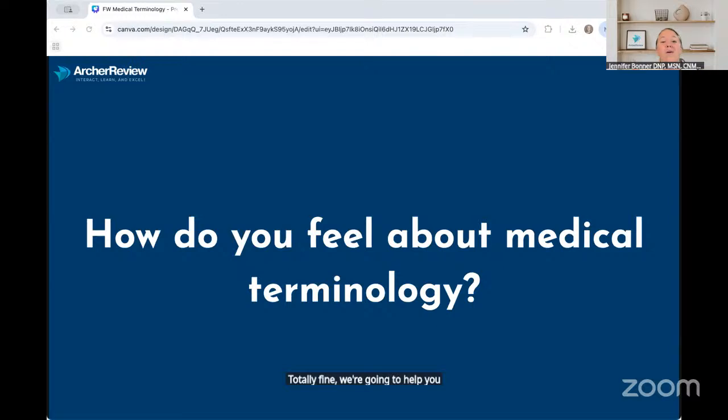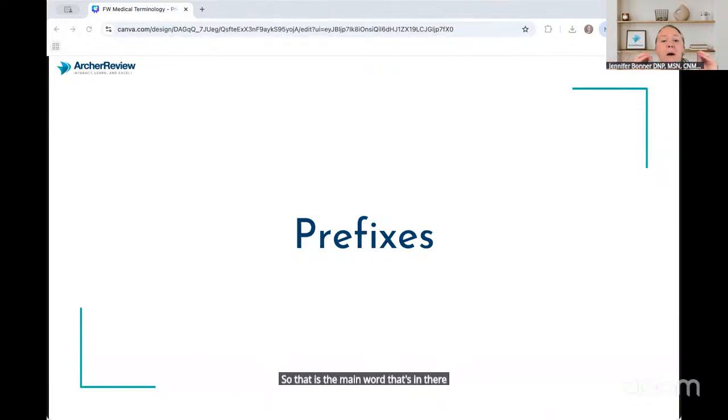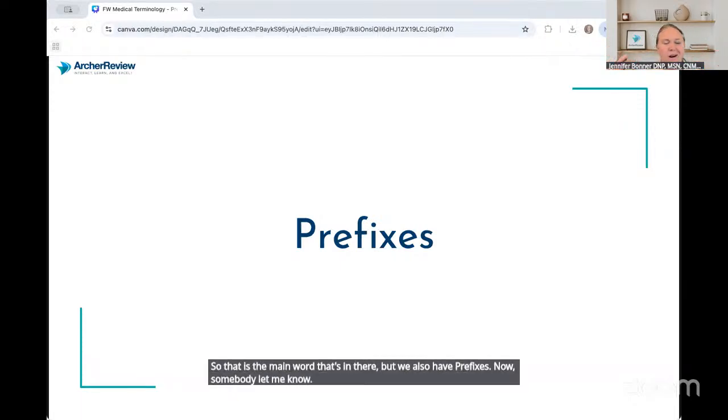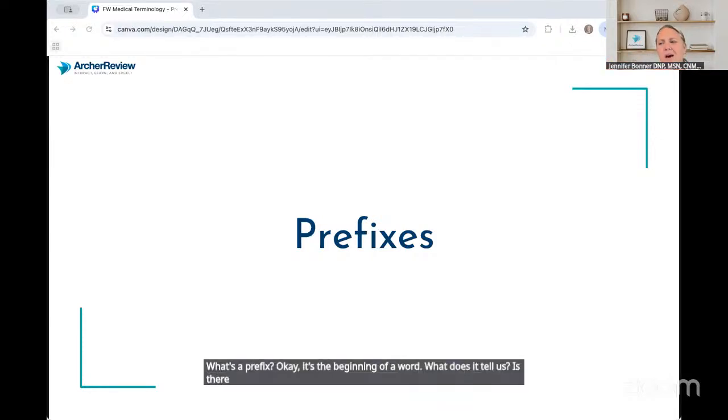So we're going to start by breaking down words. We know that we have a root word, the main word in there, but we also have prefixes. Somebody let me know, what's a prefix? Where does it go? Is it the beginning of the word? Is it the end of the word? Is it not part of a word at all? Okay, it's the beginning of a word. What does it tell us? Is there anything that it tells us?